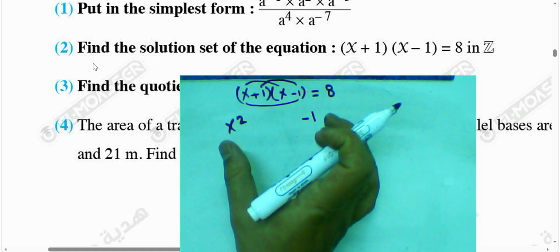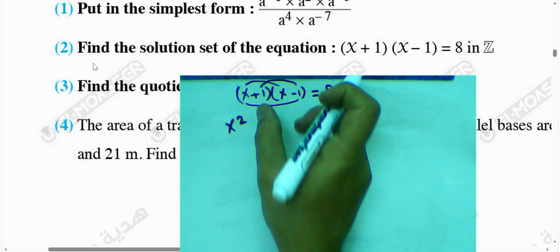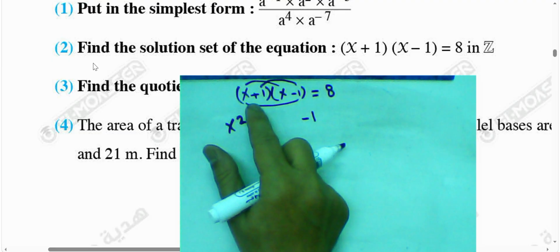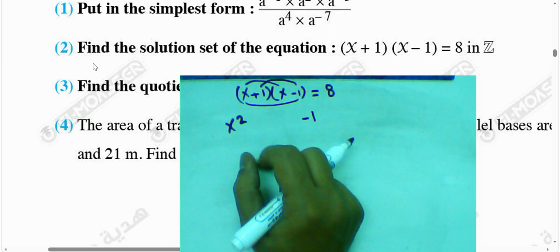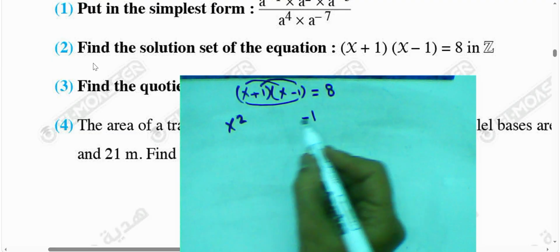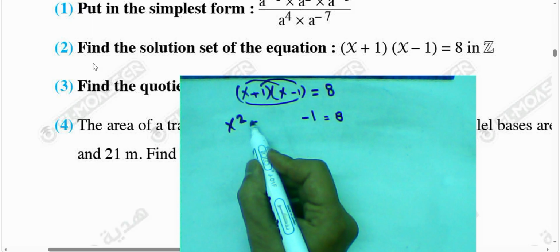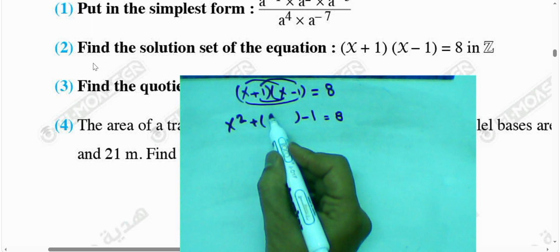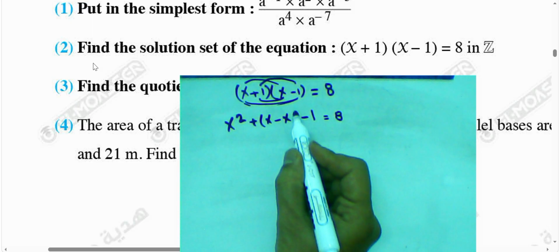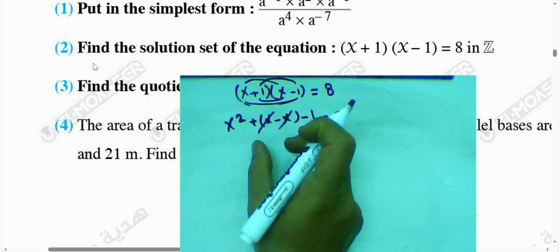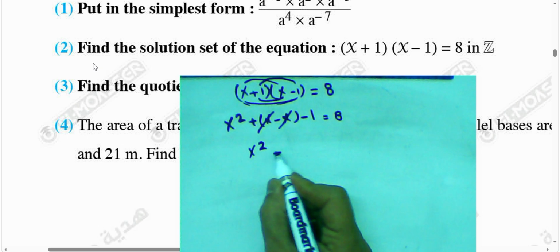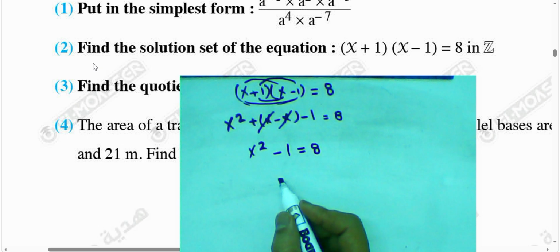Or you can write here first by first and second by second, because we have conjugate. The conjugate here first by first and second. Okay, then the answer will be x power 2 minus 1 equal 8. Or you can complete here, write x and negative x. The summation will be 0 here. So you have x power 2 minus 1 is 8.